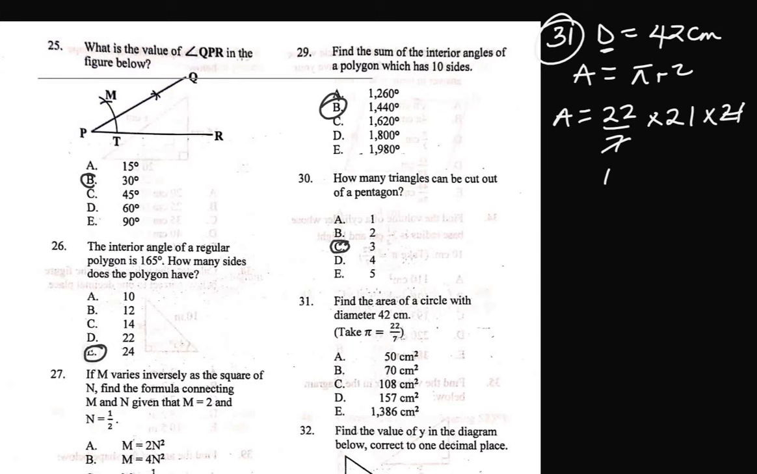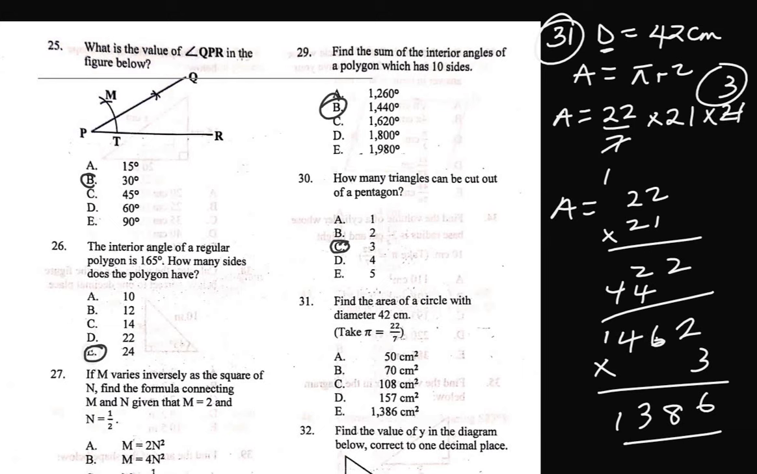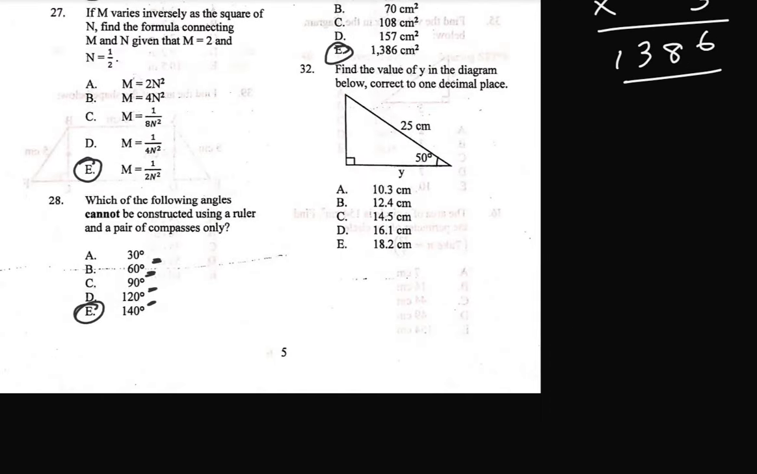7 here 1, 7 into 21 is 3. So 22 times 21: 1 times 2, 2, 1 times 2, 2, 2 times 2, 4, 2 times 2, 4. That's 462. To get our final answer, we multiply by these 3, since we just multiplied 22 and 21. So let's multiply by 3. 3 times 2, 6. 3 times 6, 18. 8, you put the 1 here. 3 times 4, 12 plus 1, 13. We have 1386. So the right answer is E, 1386. Alright, that will take us to question 32.